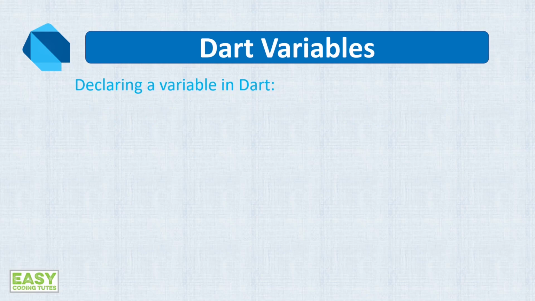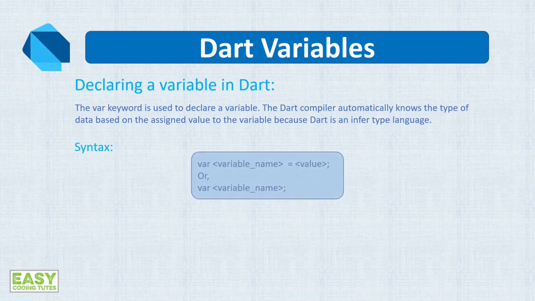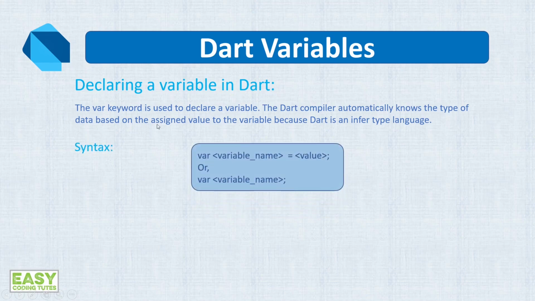Declaring a variable in Dart. The var keyword is used to declare a variable. The Dart compiler automatically knows the type of data based on the value assigned to the variable, because Dart is an inferred type language. Let's see the syntax to declare a variable. Here we have the var keyword, then the variable name is equal to value, so we are assigning a value, or we can declare without assigning a value, like var keyword then variable name. Let's have an example for this one.